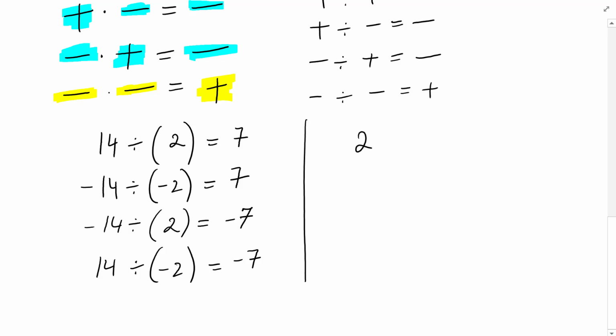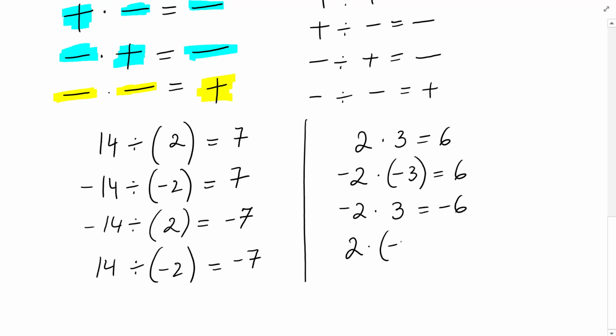Similarly, 2 times 3, it's 6. Negative 2 times negative 3 is 6. Negative 2 times positive 3 is negative 6. And 2 times negative 3 is negative 6.